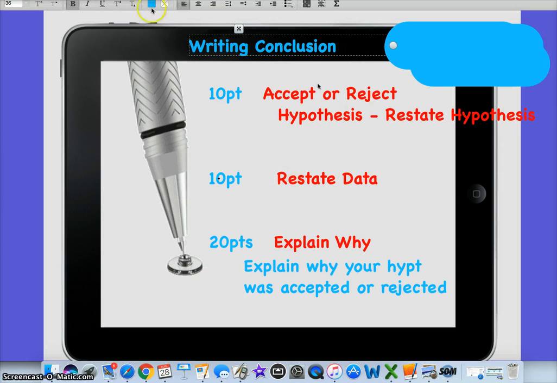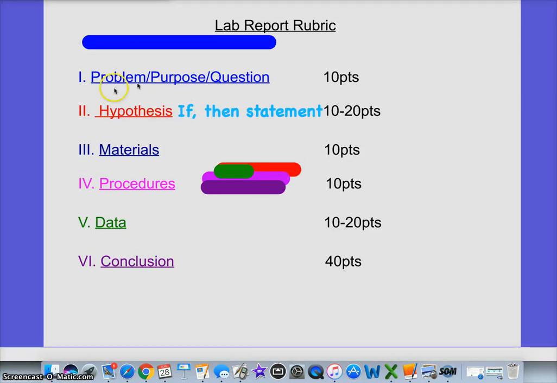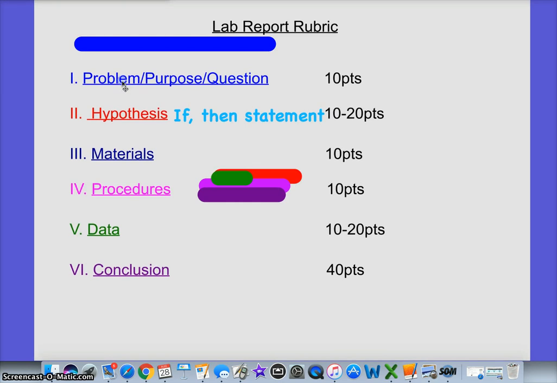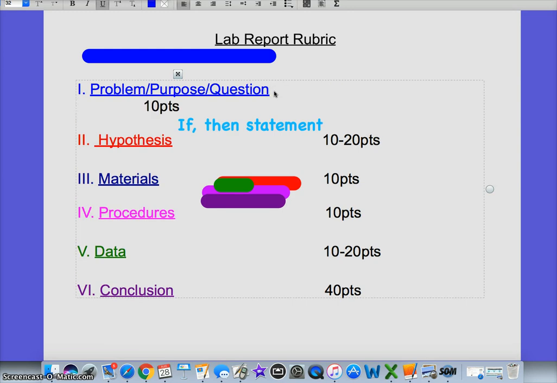So this last slide is writing a conclusion. If we go back here, I want you to remember that in a hypothesis, there should be an if-then statement. Make sure to add that to your rubric, okay? This is how I expect your lab reports to be. If you start your problem, right underneath, you will do Roman numeral 1, problem. Let's say you don't remember the Roman numerals. I don't care. Just title it problem or purpose, underline it, and then type your problem below.